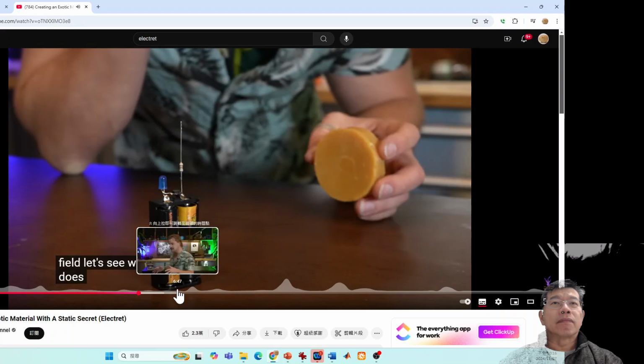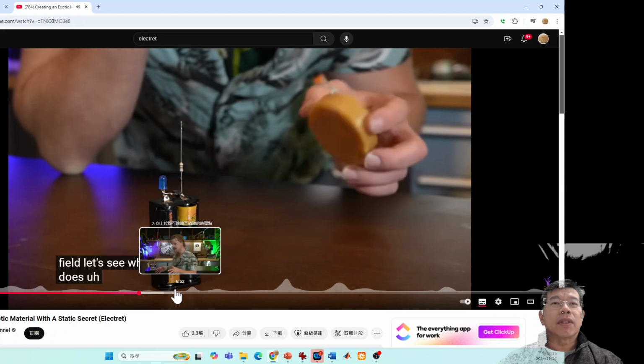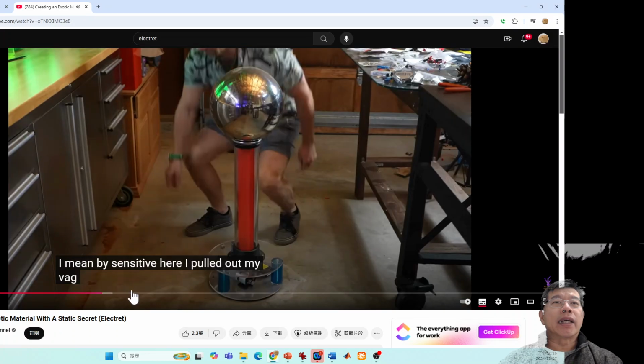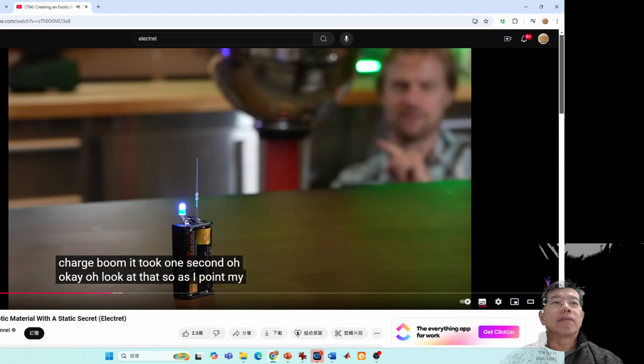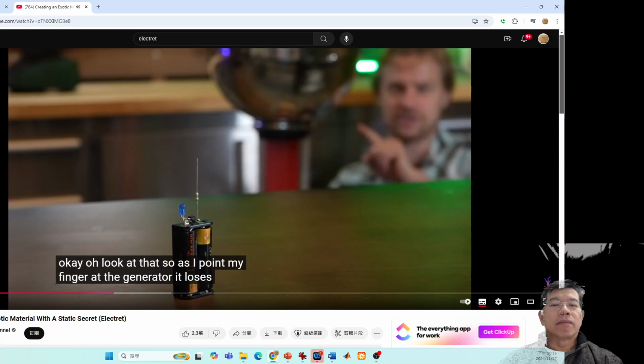Nothing yet. This is not working here. Anyway, here I pulled out my Van de Graaff and placed it over. Ooh. Okay. Oh, look at that. So as I point my finger at the generator, it loses charge.